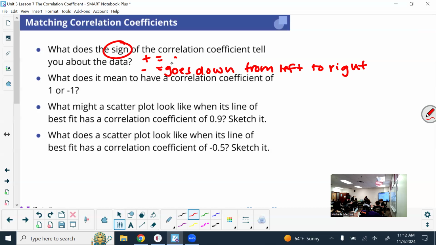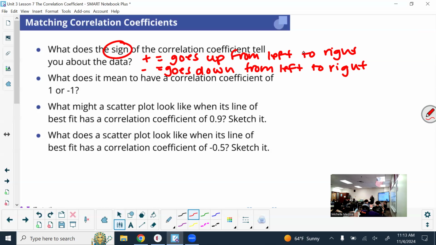So positive or negative tells me nothing about the strength. I'll start with negative since that's the one that was answered right. If it's negative, we know it goes down from left to right. If it's positive, we know it goes... Okay, good. So it goes up from left to right if it is a positive R value. And I say left to right because that's how you read normally. So if it's positive, it's going up. If it's negative, it's going down.